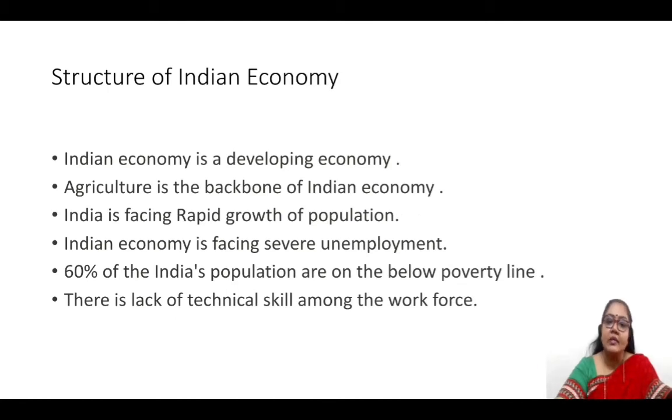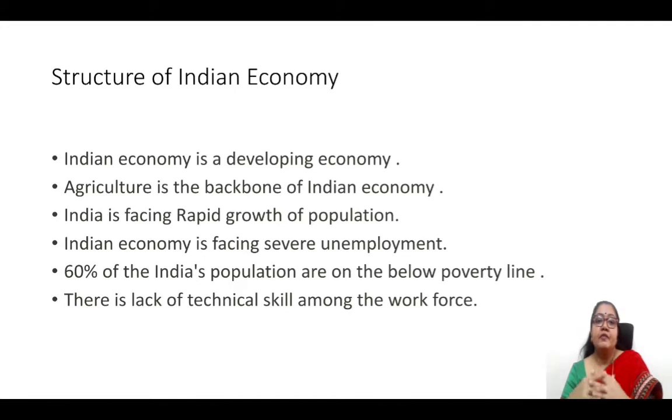To begin with the structure of Indian economy, as we all know, Indian economy is a developing economy. India has its own problems and issues in terms of its economy. We know basically it's an agrarian economy. More than 70% of the population are dependent on agriculture. Agriculture is the backbone of our economy, and we are facing a lot of issues like unemployment. We also have issues of poverty.